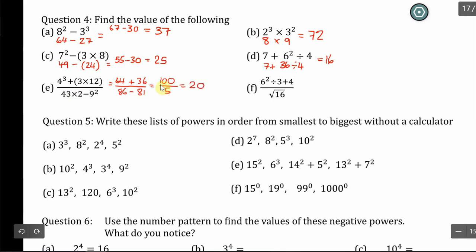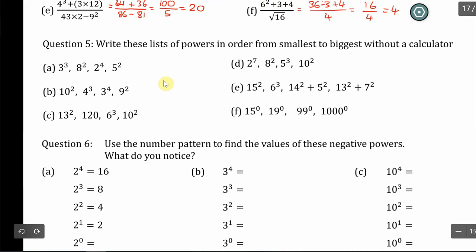And the last one, 6 squared is 36. Divided by 3 would give me 12. Plus 4 would give me 16. And on the denominator, the square root of 16 is 4. 16 divided by 4 is 4.